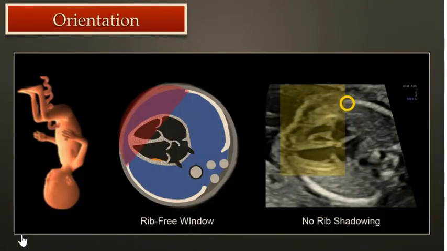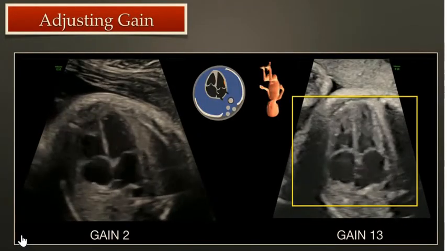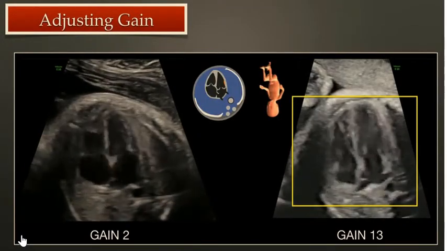The optimal orientation of the four-chamber view is when the left side is down, avoiding obstruction of the ribs on the right side of the chest. When the apex is up, the gain must be increased to elucidate the endocardial borders.